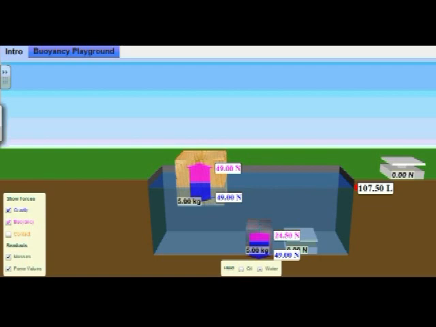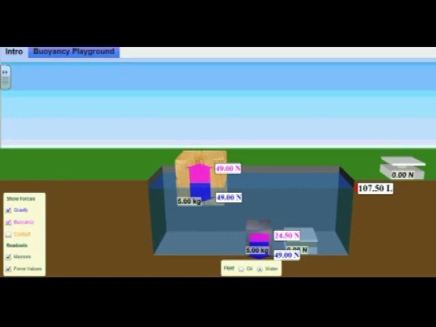As we learned in the previous unit, an object's density will determine whether or not it sinks or floats. The buoyancy force is another way of describing that interaction.